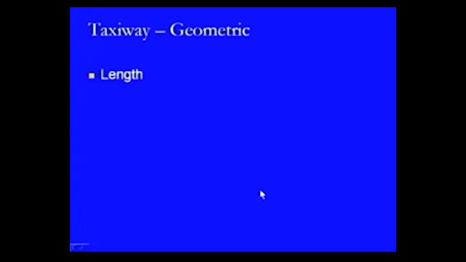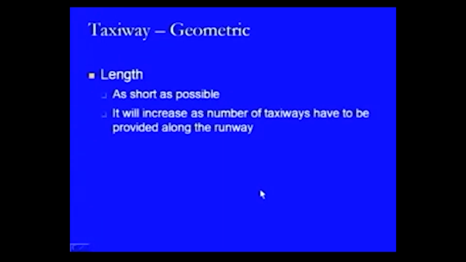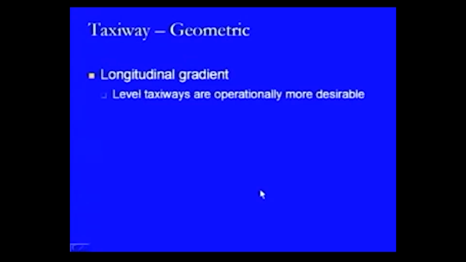With this aspect in mind, we start with the geometric features, that is the length. The length of the taxiway should be as short as possible. It will increase as the number of taxiways to be provided along the runway increases. As we have seen in the previous case, there were different connectivities, so it will increase the overall length of the taxiway. In the case of the longitudinal gradient, level taxiways are operationally more desirable, that is a similar condition to the runway strips.